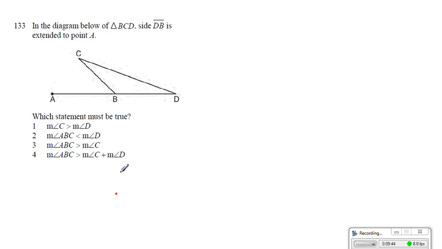Right, number 133. Here, one thing we get to realize is that yes, the exterior angle is the sum of these two. So in fact, these two should have been equal to each other, then they would make sense. But otherwise, angle ABC has to be greater than angle C or angle D. So that'll be choice number 3.